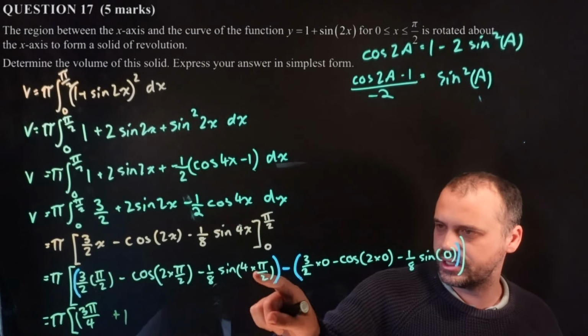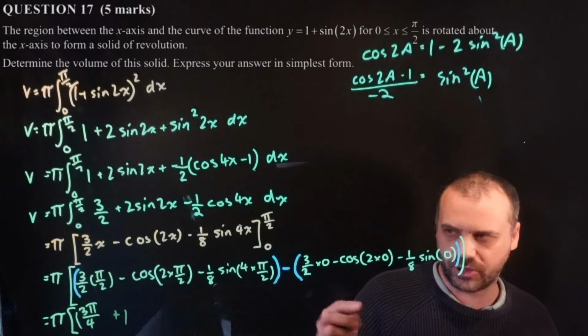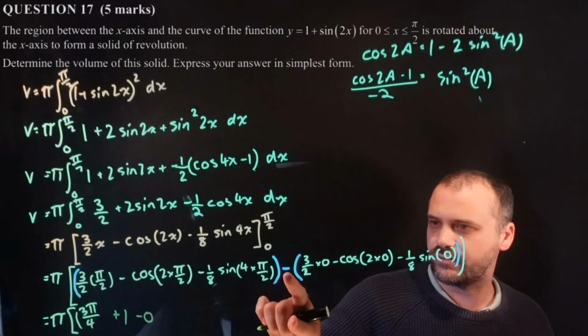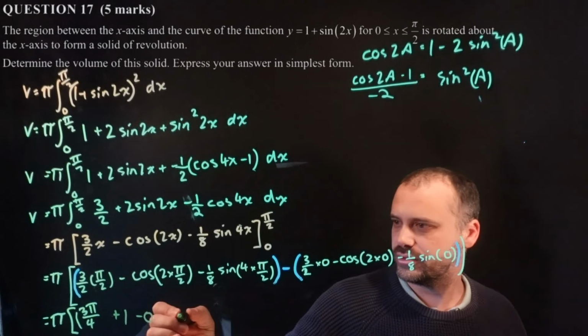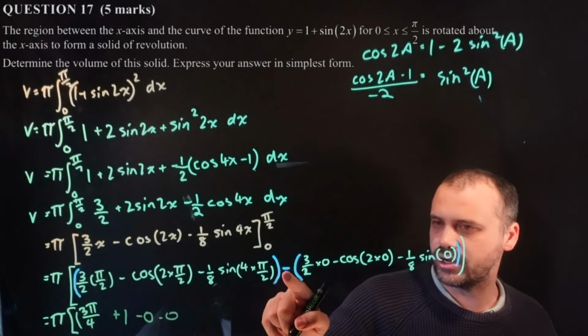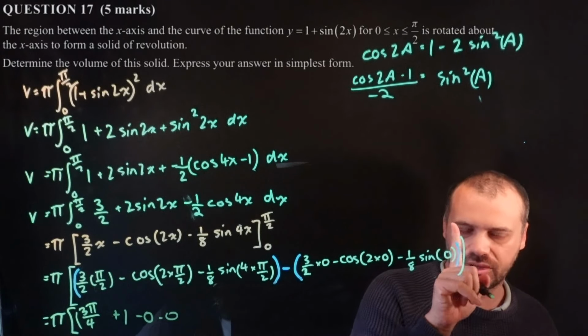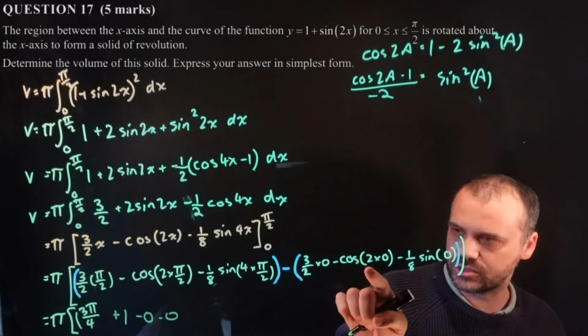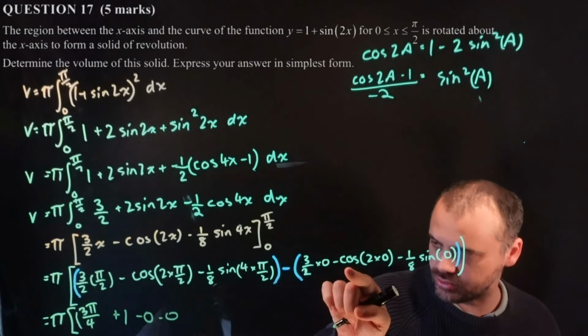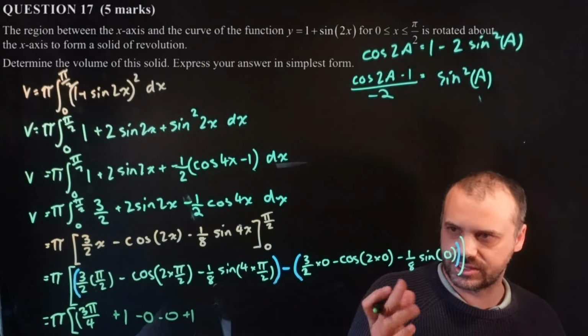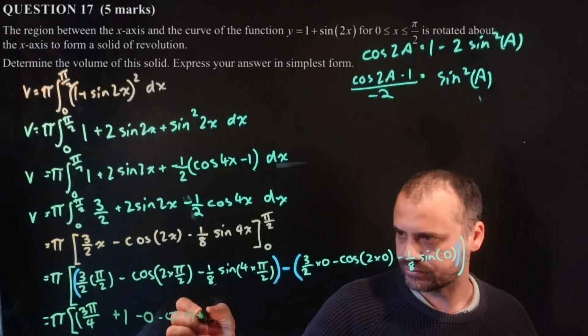Now this is sine 2 pi. Sine 2 pi is 0, so this whole thing becomes 0. And then we have minus 0. And then we have minus cos 0. Now cos 0 is 1, minus 1, minus 1, which is plus 1. And then this, sine 0 is 0, so minus 0.